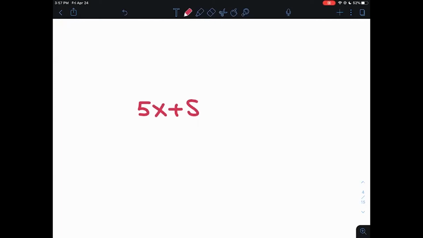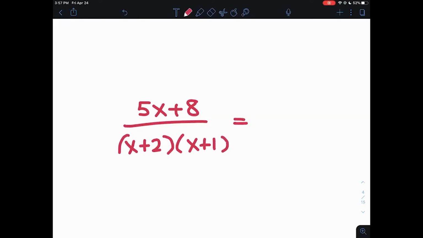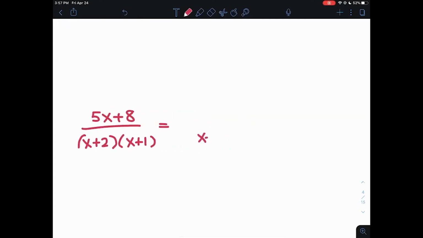So I have 5x plus 8 over x plus 2 times x plus 1. And we are going to say that we created that by adding a fraction that had a denominator of x plus 2 with a fraction that had a denominator of x plus 1. Their common denominator would have been x plus 2 times x plus 1, or x squared plus 3x plus 2. I don't know what those numerators would have been. Those numerators would have been something that ended up, when I did all of my multiplication to get common denominators, being 5x plus 8. And that's exactly our goal right here, to figure that out.